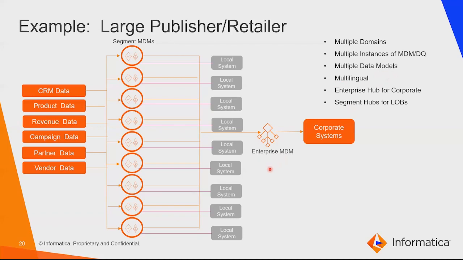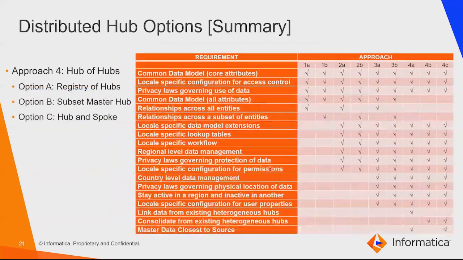And this way you are able to see a different variety of architecture use cases that can be fulfilled with this. So just to summarize all these three approaches, let's take a look at this table again and the requirements that these designs cater to. So as before, these are all the requirements that are being serviced by various approaches, and the additional requirements that the hub of hubs is going to accommodate is specific to linking data from existing heterogeneous hubs.